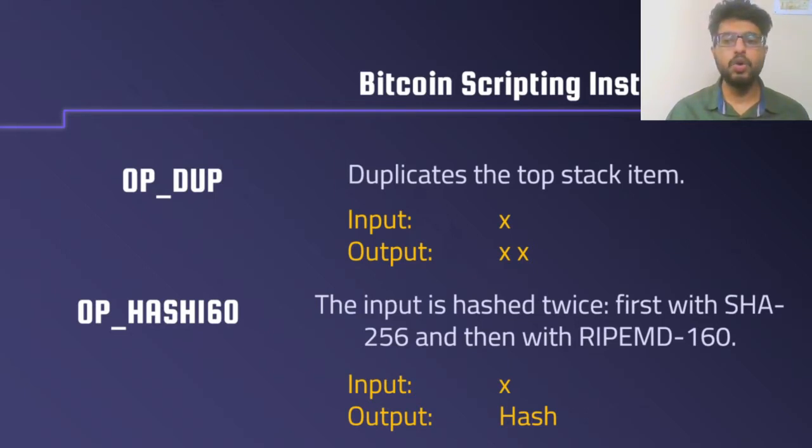The first instruction is OP_DUP. It is used to duplicate the top item of the stack. Whatever the input is, this instruction will duplicate the item that is present at the top of the stack. Secondly, OP_HASH160. This instruction hashes the input twice, first with the SHA-256 hashing algorithm, then with RIPEMD-160, which reduces the output length to 160 bits and increases the security level of the hash function.